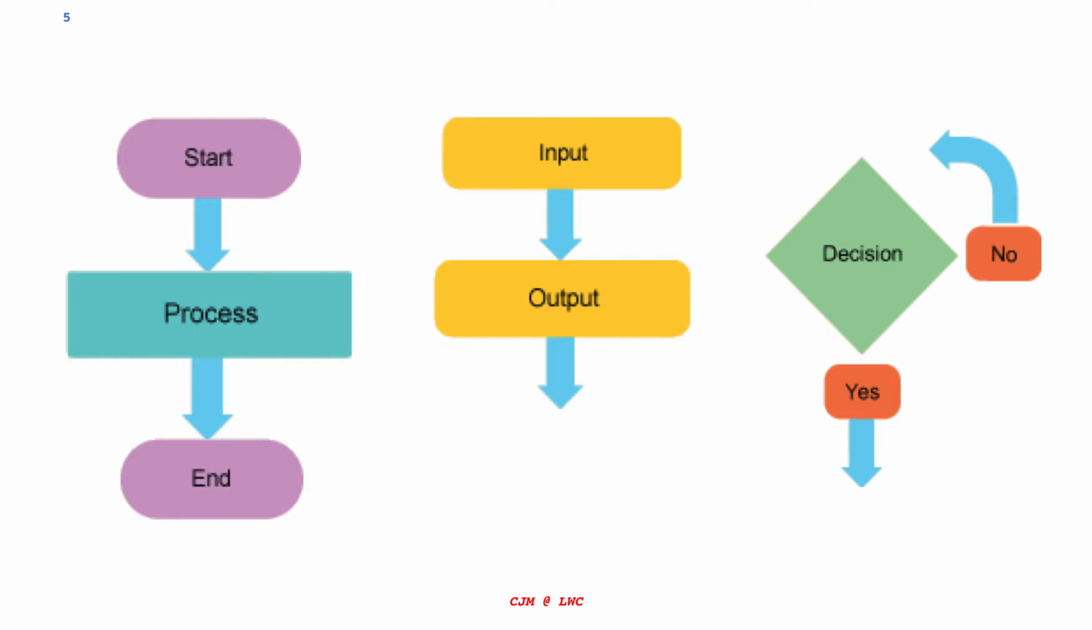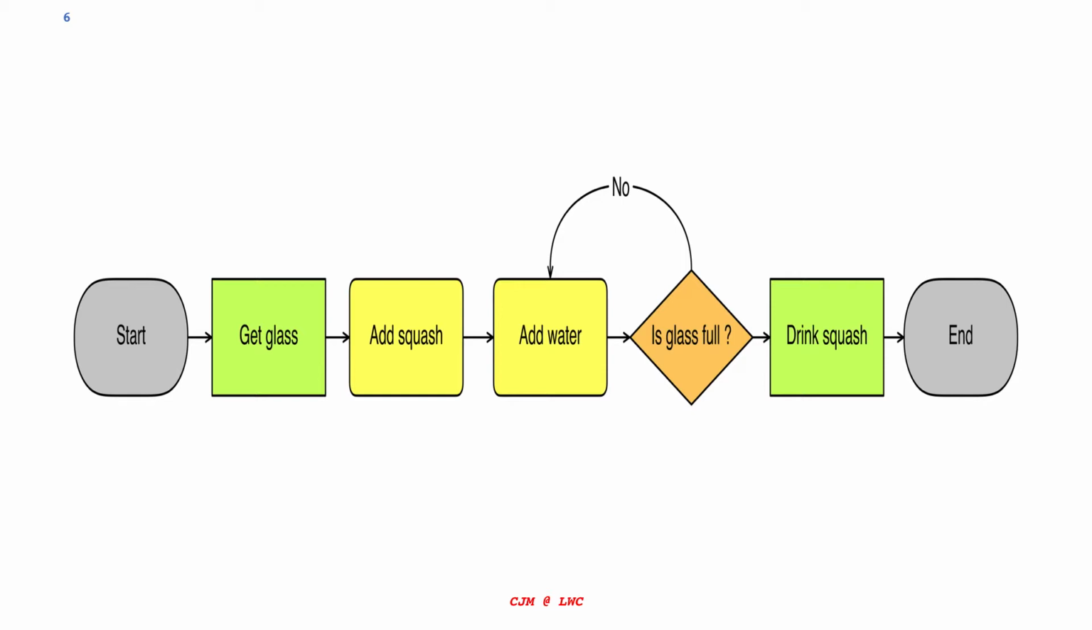Please note, guys, the colours here are totally irrelevant. Don't worry about the colours at all. It's the basic shape and principle we need to get around to ourselves. So, let's take an example of this. This is how to make a glass of squash. So, we have inputs, we have outputs, we have steps, and we have decisions.